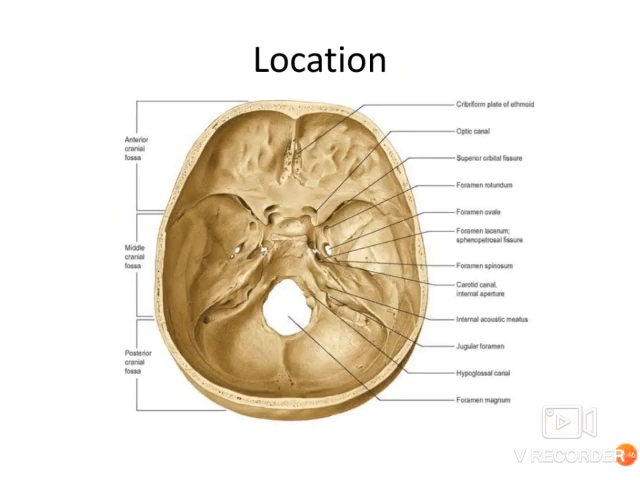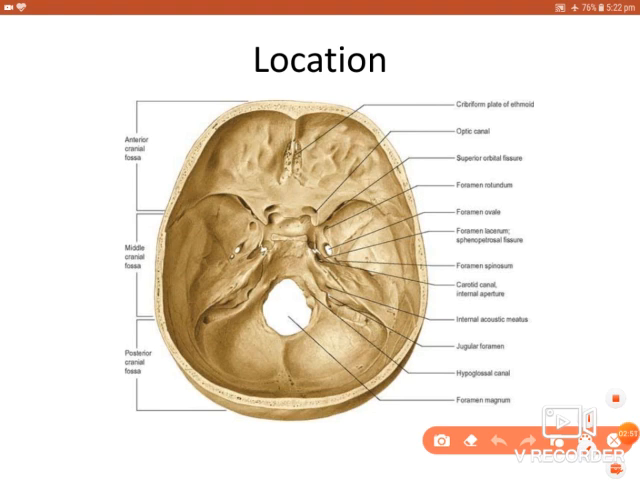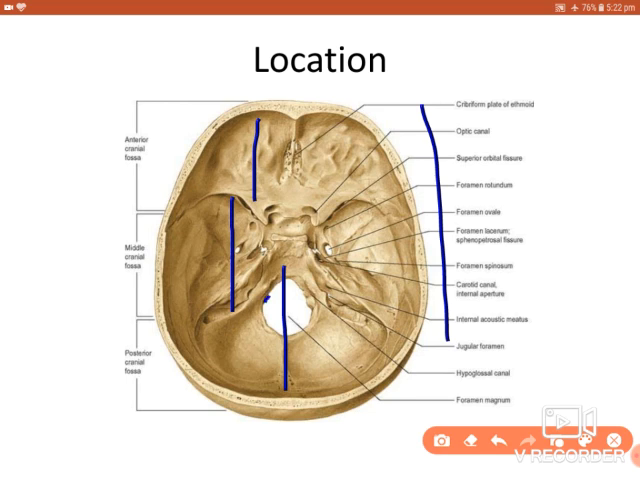Here is the cranial cavity, the bony part. These are the cranial bones. This is the anterior cranial fossa, this part is the middle cranial fossa, and here you can see the posterior cranial fossa. It consists of a large foramen, the foramen magnum, posteriorly. This is anterior. Then see the middle cranial fossa.